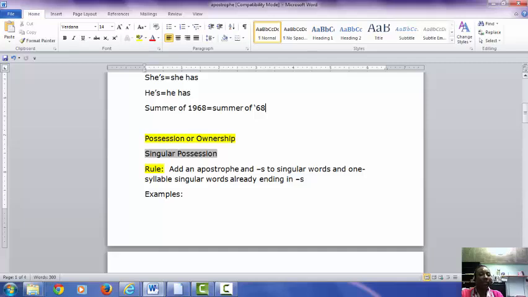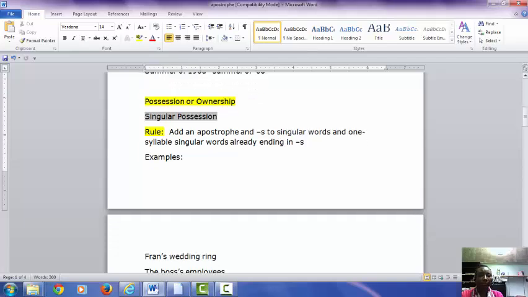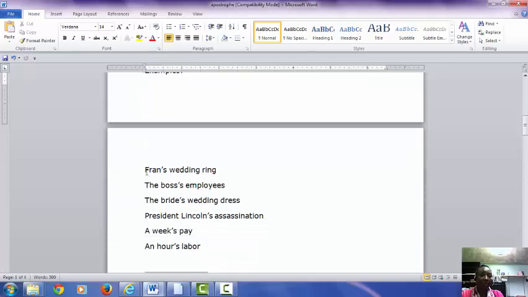Now for apostrophes with possession or ownership. For singular possession, the rule is to add an apostrophe and s to singular words and one syllable singular words already ending in s. Here are some examples. Fran, Fran's wedding ring. Fran is singular, and so we just add an apostrophe s.